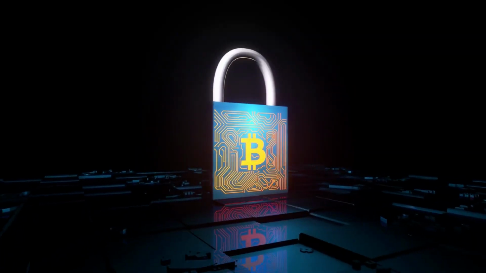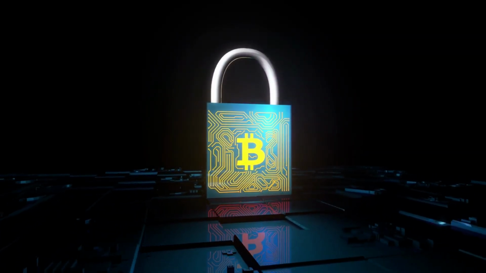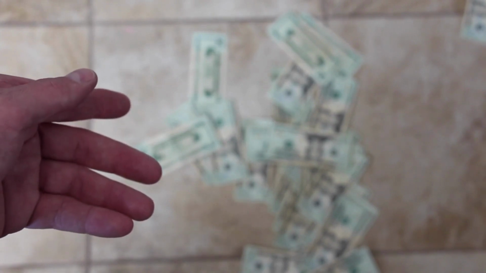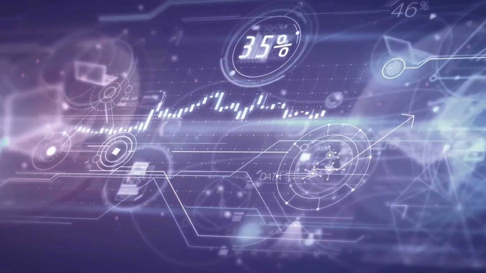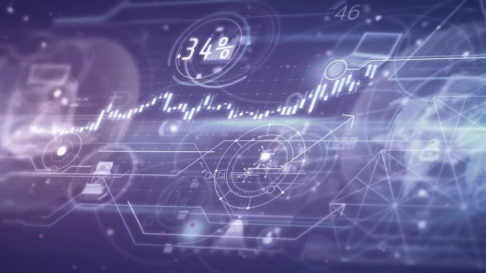Security. Bitcoin transactions are secure and irreversible. Once a transaction is added to the blockchain, it is extremely difficult to alter or reverse. This immutability is a fundamental feature of Bitcoin and contributes to its trustworthiness.